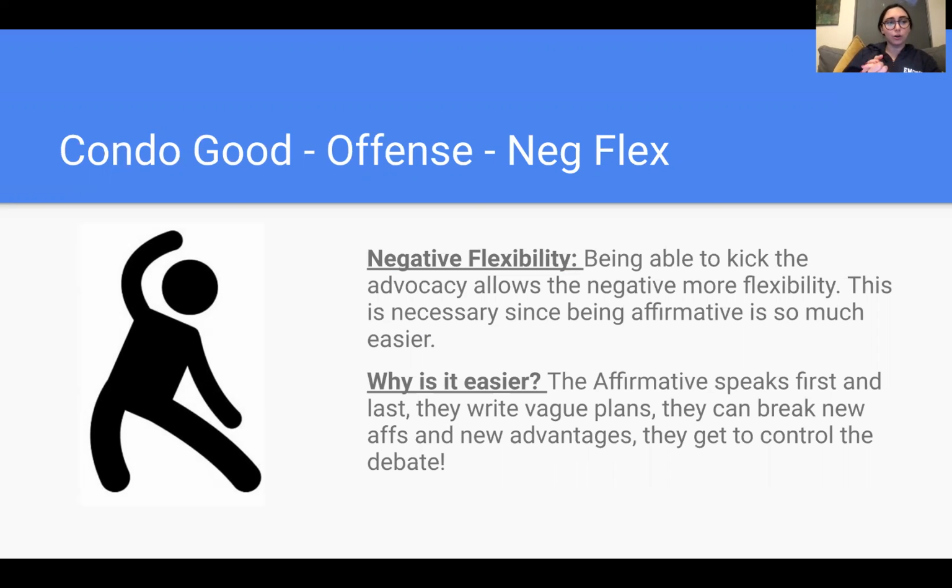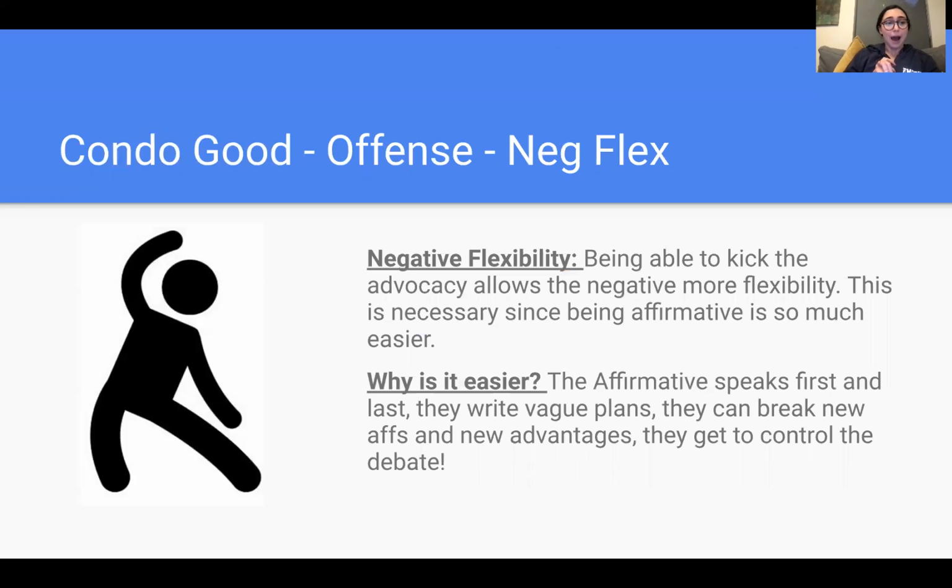The main offensive argument is negative flexibility. So being able to kick the advocacy whenever the negative wants allows the negative to be more flexible, right? This is necessary since being affirmative is so much easier, right? Why is it easier? The affirmative speaks first and last, so they have a sort of advantage in the speech orders. They write vague plans.